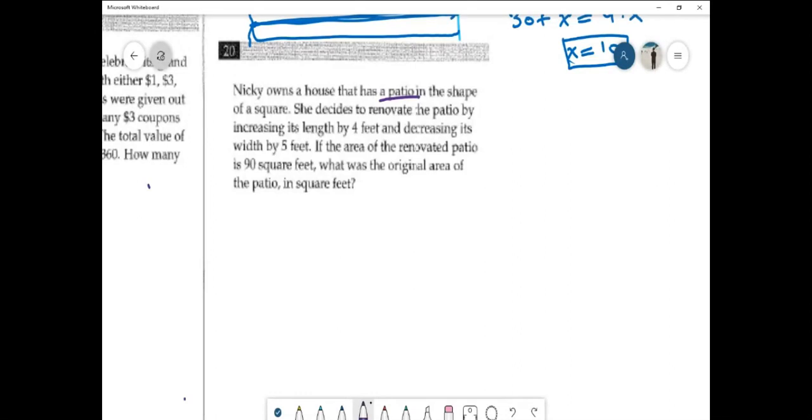Nikki owns a house that has a patio. What's patio? In the shape of a square. It should be a box, right?